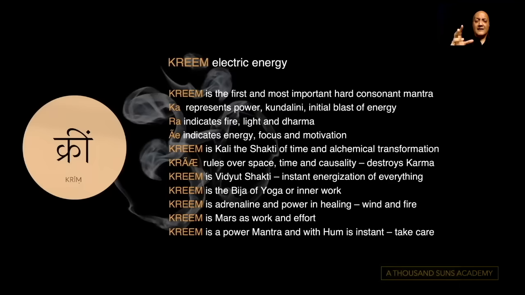Kriem, Ka, Kriem, and it brings Kali, the Shakti of time and alchemical transformation. Kri is ruling over space, time, and causality. It destroys karma, the sound Kri. Kriem is called the Vidyut Shakti. That means instant energization of everything. If you call Kriem, you watch out. Everything will be removed. You will be instantly blasted to the other side.